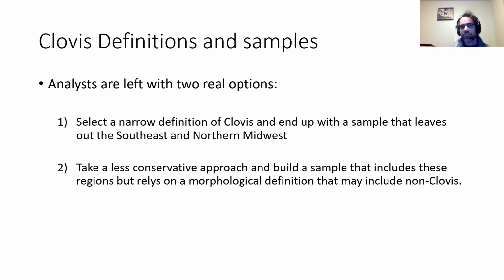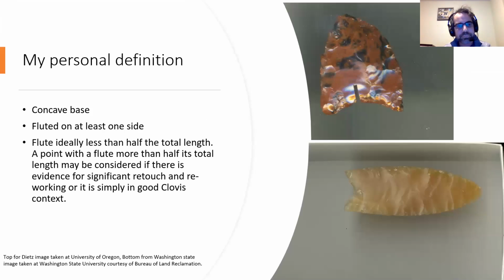So not having this very narrow, well-accepted definition of a Clovis means that researchers are stuck either using things that we all agree are Clovis and leaving portions out, or making up their own definition as I did and just constantly defending why you did what you did.